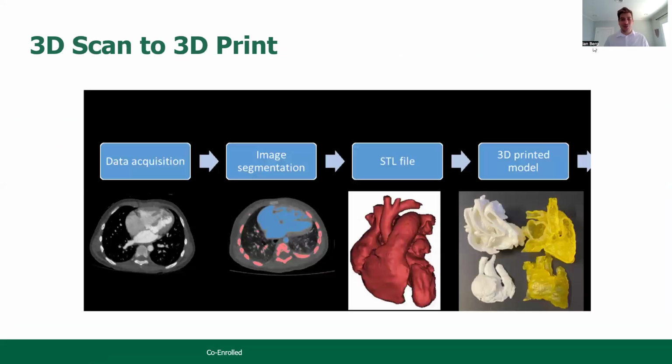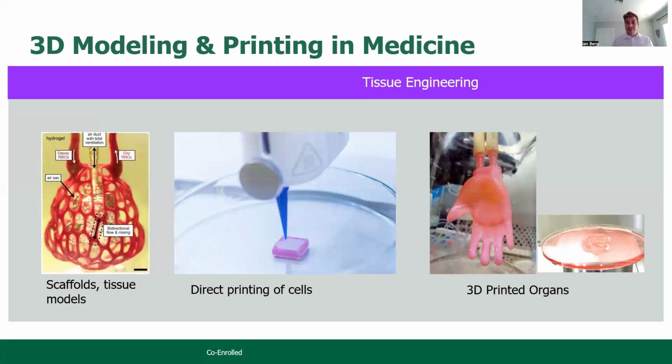And this is that process where you have some kind of data acquisition, usually a CT scan or MRI. You do this process called image segmentation, where you tell a computer what's bone, what's lung, what's heart, et cetera. And then you take the parts that you want, make that STL file, that mesh version, and that can then go right into that same workflow that we've been talking about all morning to make the 3D printed model.